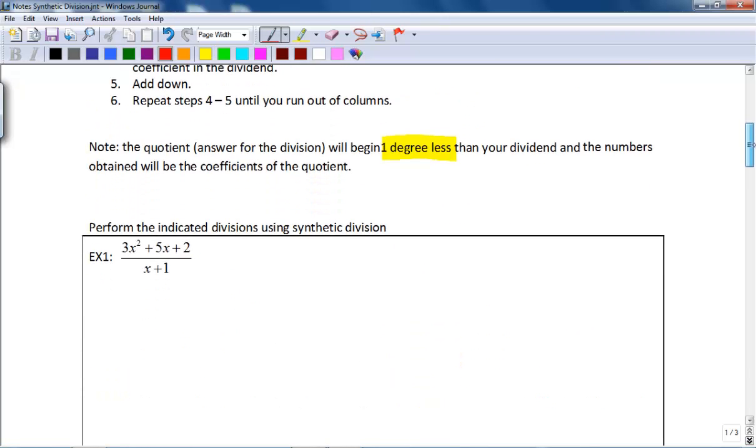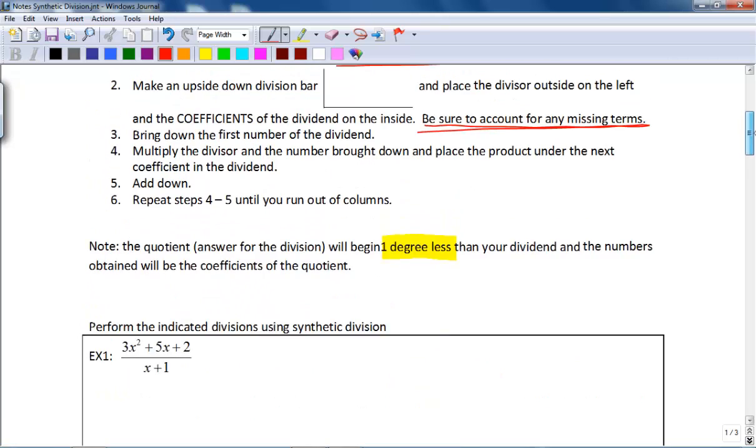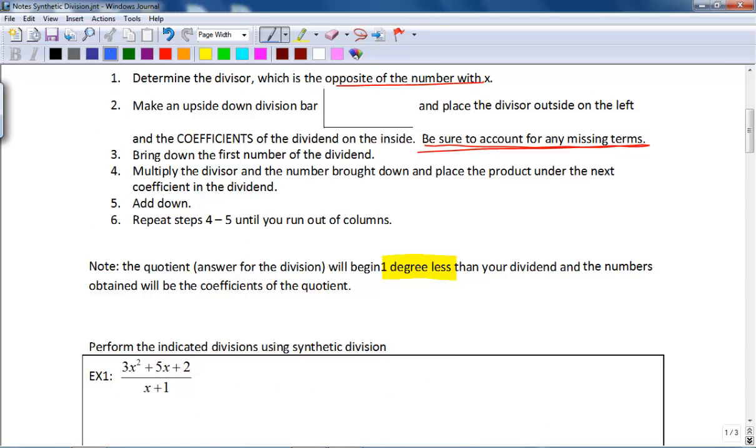Let's take a look at some examples of doing this. Example 1. Perform the indicated synthetic division. Step 1. Determine what your divisor is. The divisor is always going to be the number opposite with x. And remember, if you're taking a look at this division, this is this number divided by that number. So automatically, this is my dividend, and this is my divisor. I just need a number. The number opposite with x, my divisor is going to be negative 1. I'm going to call it c because we've been calling it c. So c is negative 1.